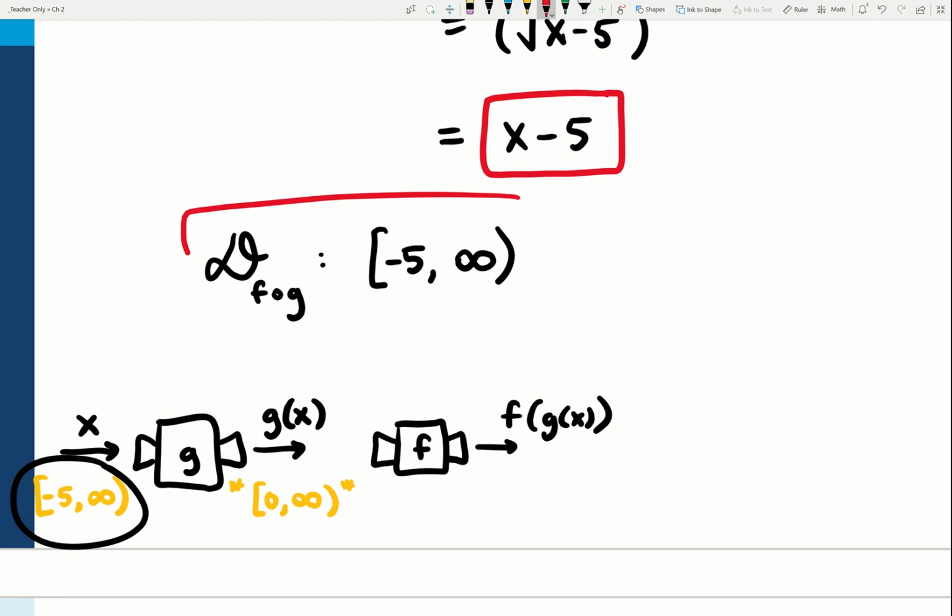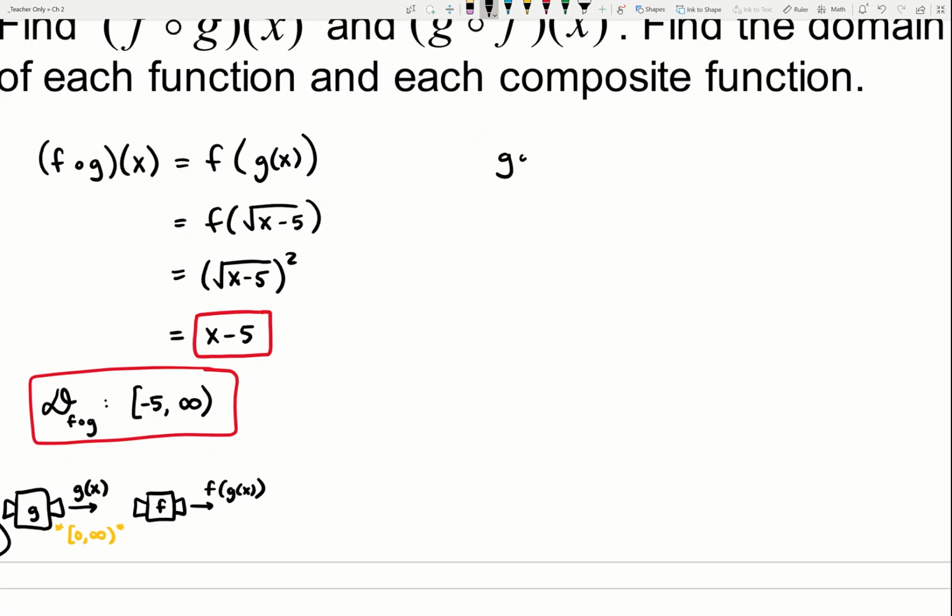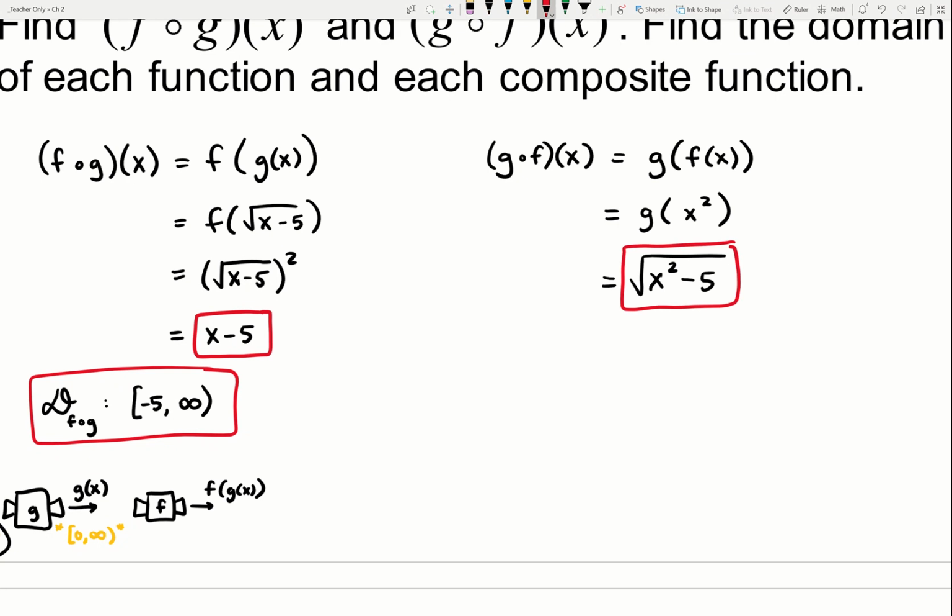There we are. Okay. For the reverse direction of the composition, we're going to go ahead and do G of F of X. By definition, that's going to be G evaluated at the output of F. And of course, the output of F was X squared. Plugging that into my G machine, I see that we get X squared minus 5. And that is going to be our function output for this function.